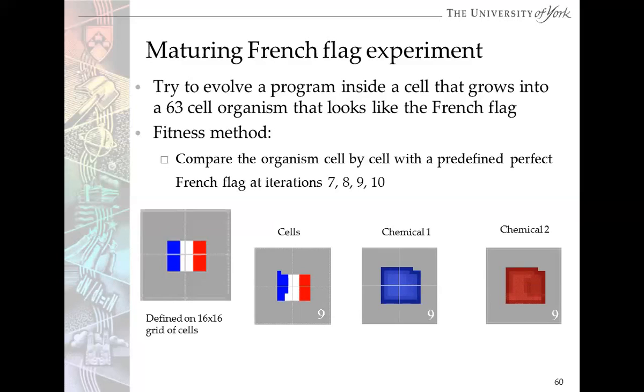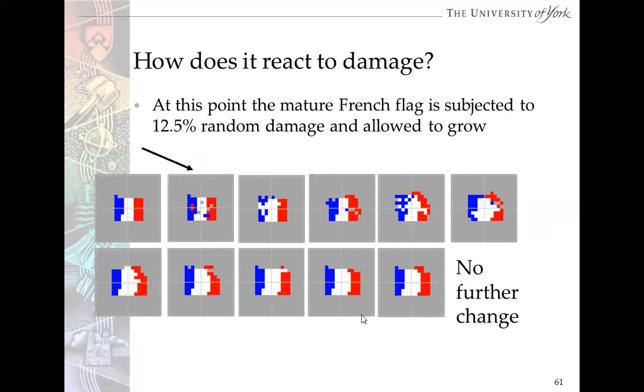So that was interesting. I evolved a program that produced this differentiated cellular structure, but it also has a maturity. It stops growing at a certain point. So the question is, is it doing anything interesting when it's in this state where it appears to be this French flag? Is it actually doing anything at further iterations? Well, you can investigate that by disrupting it.